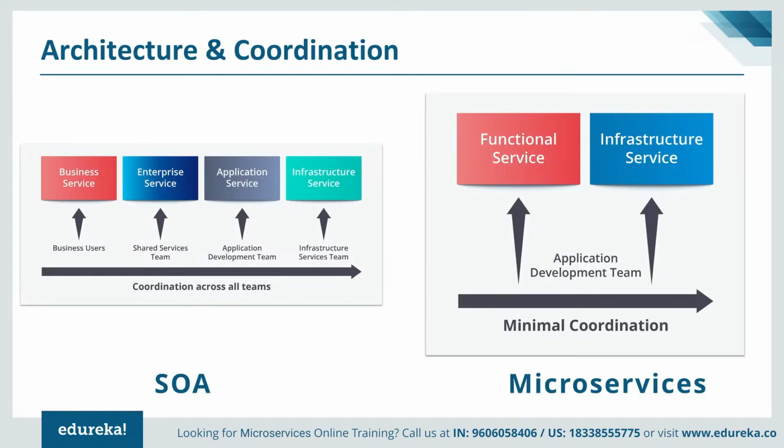But in case of microservices architecture, you do not have these many types of services. You just have a functional service and you have an infrastructure service. The functional service is basically the combination of a business service, an enterprise service, and an application service. Now, a functional service is a fine-grained service. So basically, if your business logic or your business operations require a particular feature to work, then the task that is related to exactly that particular feature is performed by the functional service.